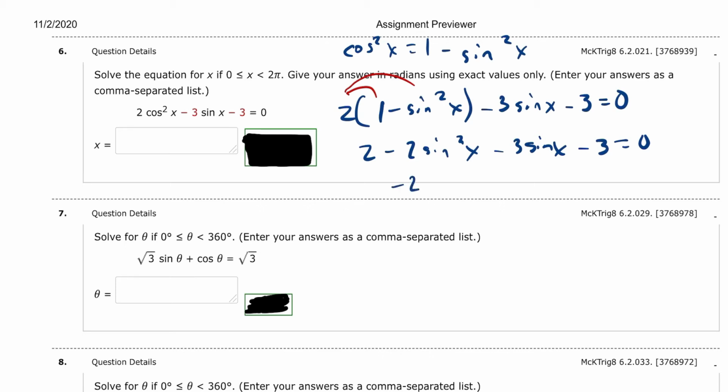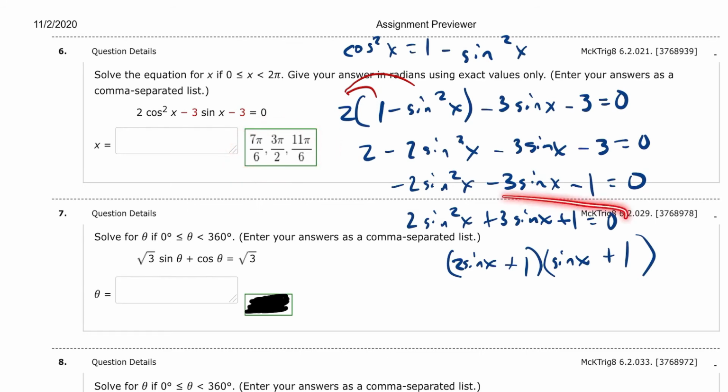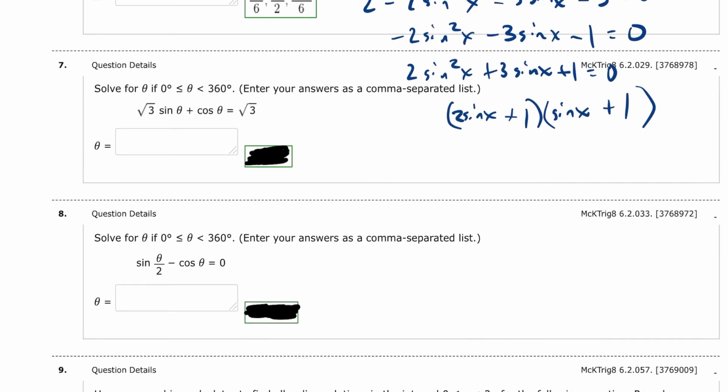After combining the like terms, you should get negative 2 sine squared x minus 3 sine of x minus 1 equals 0. Divide everything through by a negative 1, and they all become positive. And then you factor, and it looks like the same equation we had in the previous problem. Yeah, it is. So the answers are going to be exactly the same as before, because these are the same. This is the same trinomial that we had in the previous problem.